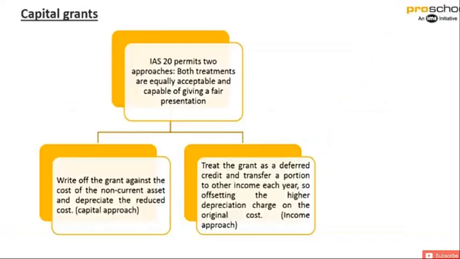Next, capital grants. IAS 20 permits two approaches. Both treatments are equally acceptable and capable of giving a fair presentation. First option, write off the grant against the cost of the non-current asset and depreciate the reduced cost.